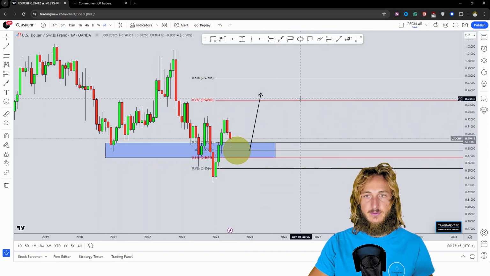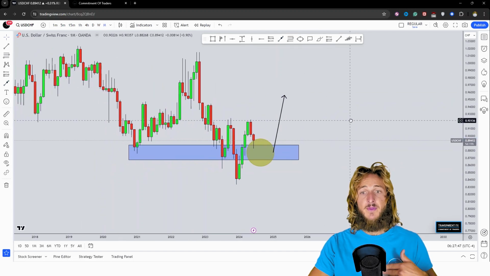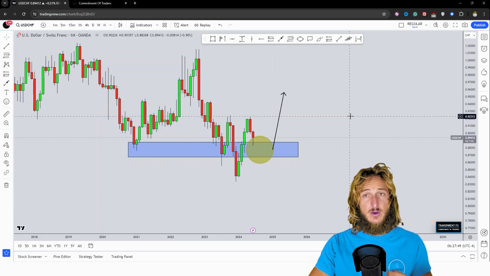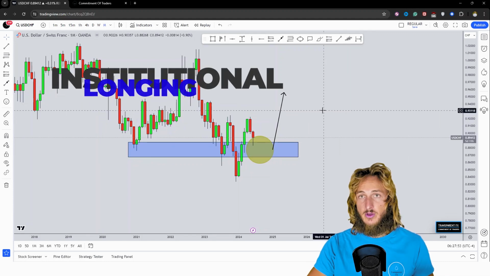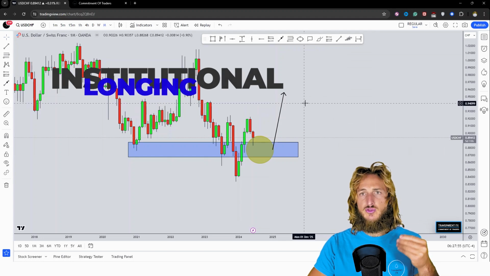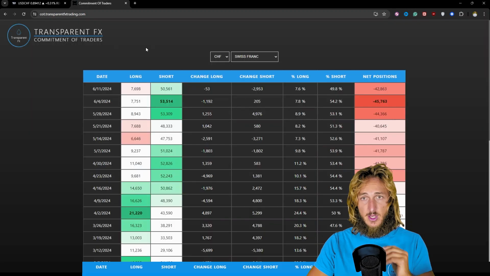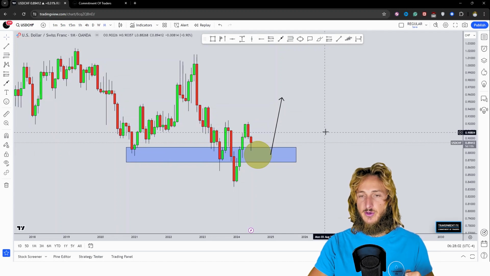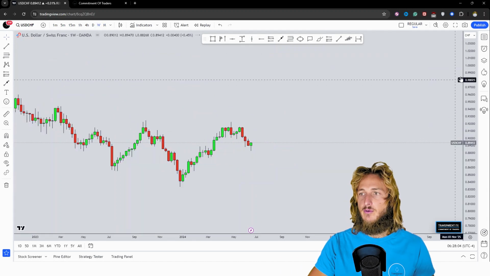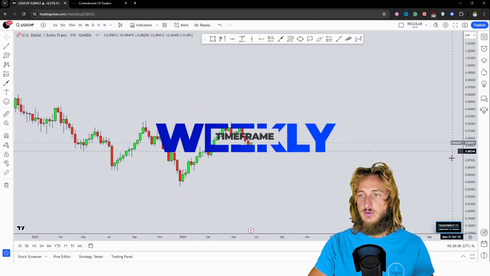So the monthly time frame at the moment looks quite bullish because, as we were saying, inside of a confluence of support, you have an increased probability of getting institutional longing. And we will be speaking about institutional longing in just a few minutes when we move to the commitment of traders analysis, so what the big players in the market are doing. For now, let's drop down on the weekly time frame and see what we have.